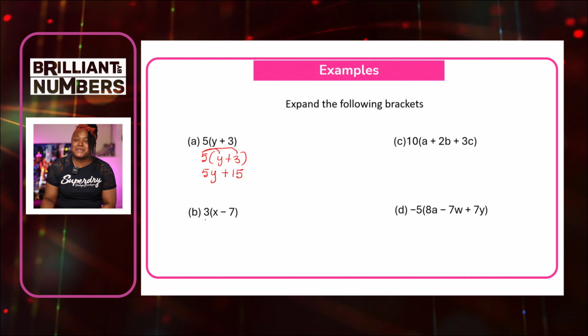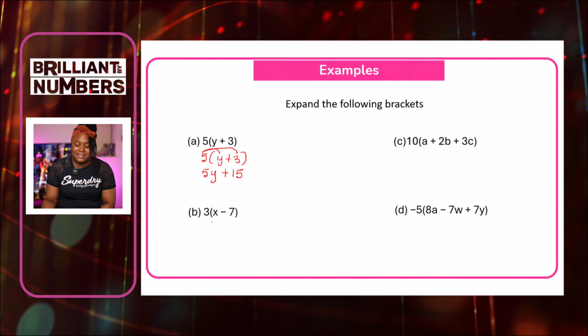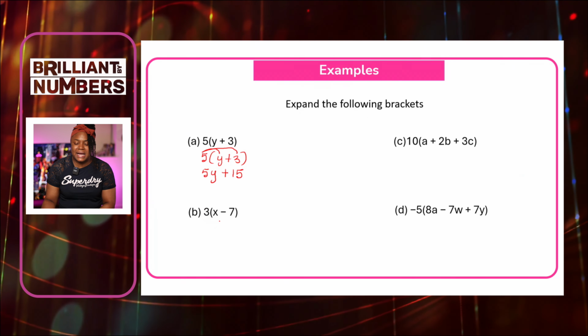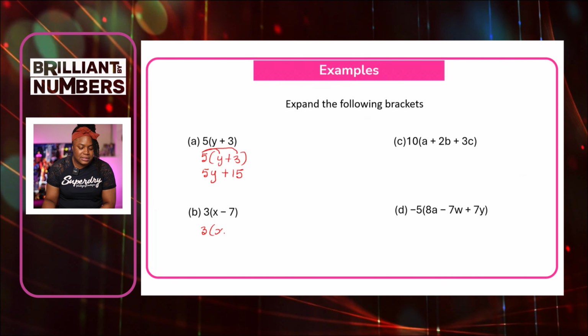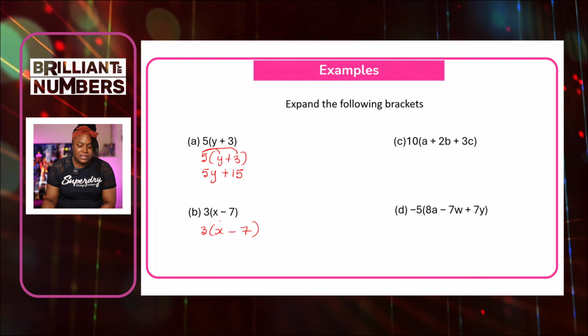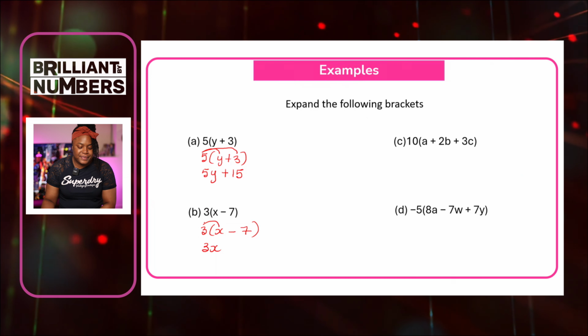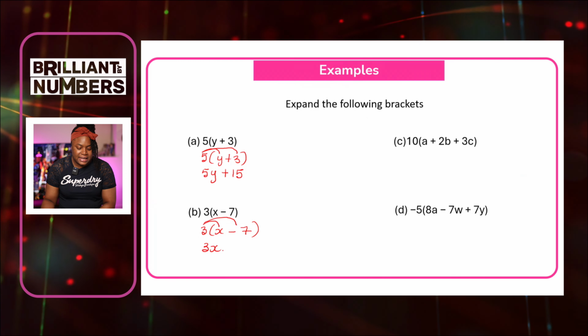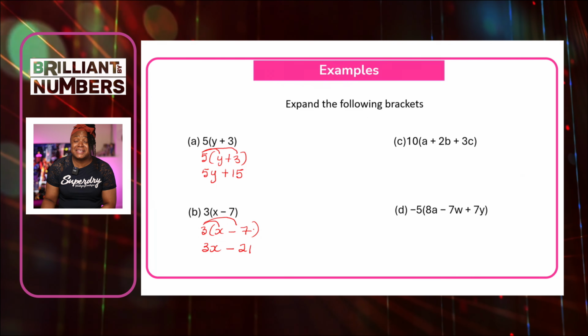So now I go to part B, where I've got 3 on the outside of the bracket to be multiplied by x minus 7. So I write that again, 3(x - 7). So I need to do 3 times x, which gets me 3x. And 3 times negative 7 gives me negative 21. Very, very simple execution there.